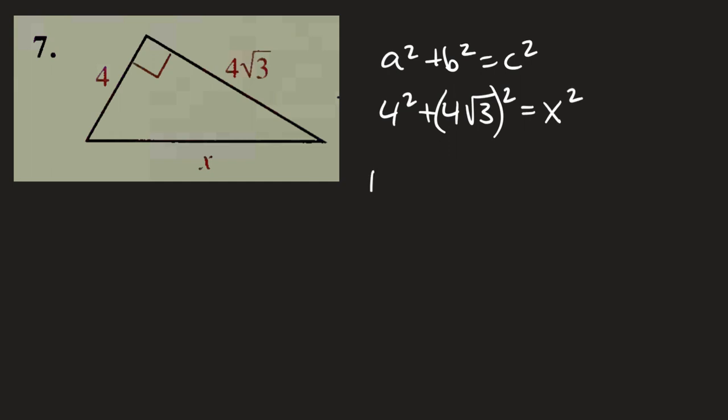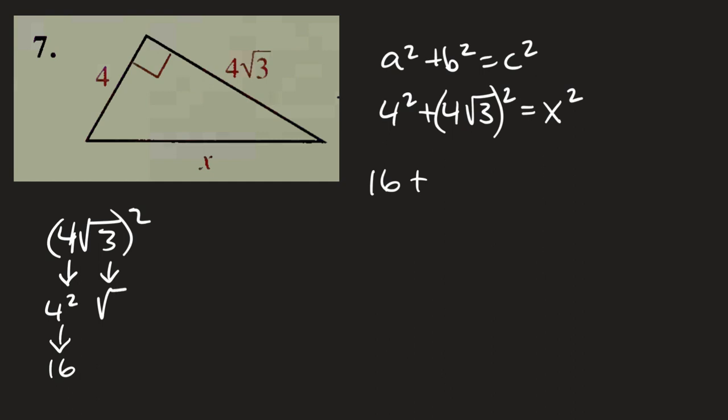Okay, so 4 times 4 is 16 plus, now when you do this, you've got to square the 4 and square the square root of 3. So this is called, okay, let me do this over here. This is 4 times the square root of 3, squared. So if I do 4 squared, that's going to be 16. And then the other part is the square root of 3 squared, which is just 3. Yeah, that's exactly what it is. So it's 16 times 3, which is 48. So this is going to be 16 plus 48 equals x squared.